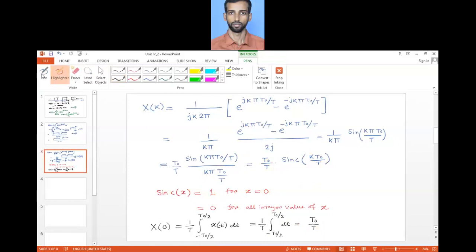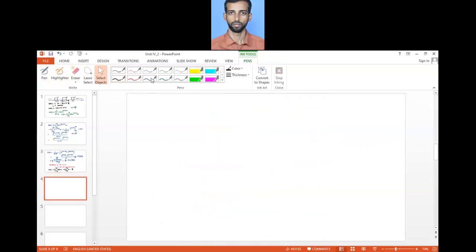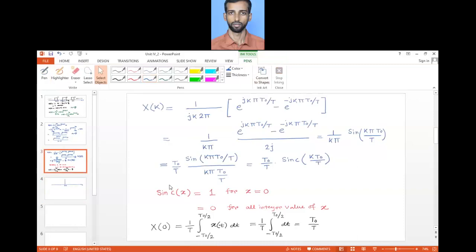So it gets satisfied. So ultimately, how does the signal look in the frequency domain? Remember, this x of k is defined only for integer values of k. So this is k. Start with k is equal to 0. Then you have the other values. And for k is equal to 0, the value is equal to simply t naught by t.